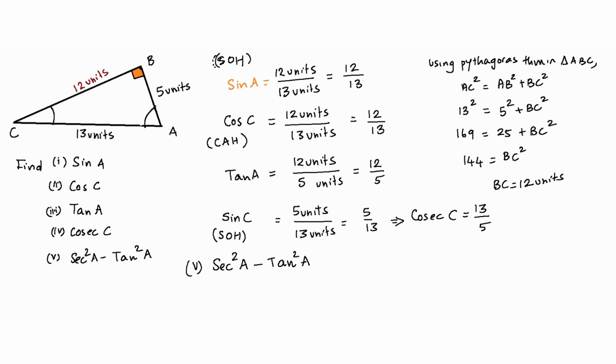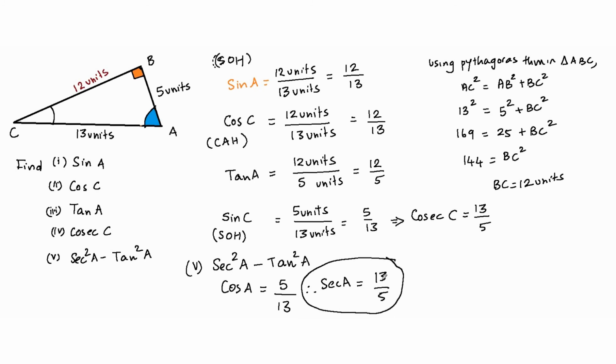So for that, now angle A is my angle of reference. So let's find cos A first. Cos A is given by the adjacent side, which is 5, divided by the hypotenuse, which is 13. And therefore sec A will be the reciprocal of cos. So sec A will be 1 by cos, which is 13 upon 5. So we found sec A first.